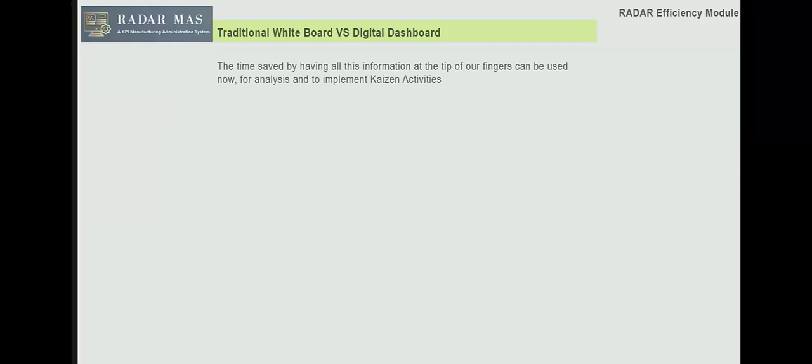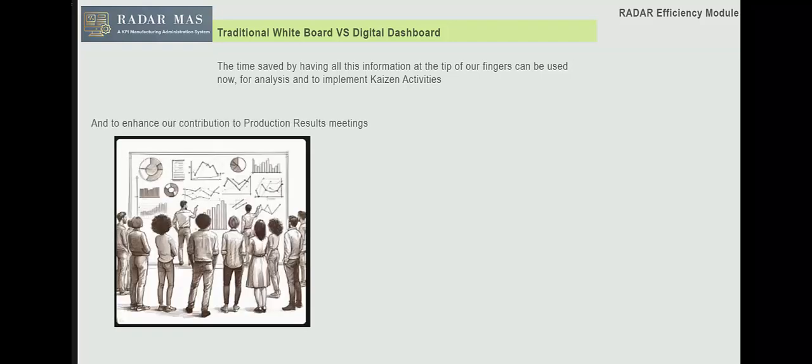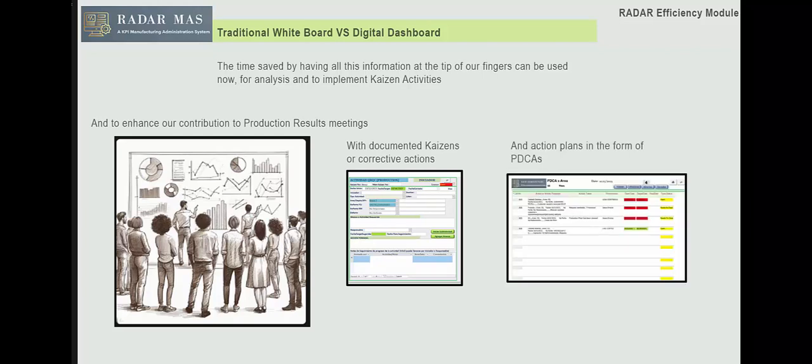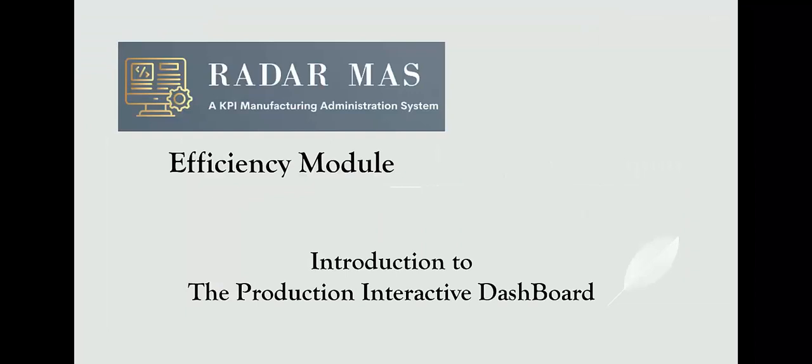The time saved by having all this information at the tip of our fingers can now be utilized for analysis and to implement Kaizen activities and to enhance our contribution to the production results meeting with documented Kaizens or corrective actions and/or with action plans in the form of PDCAs. Introduction to the Production Interactive Dashboard.